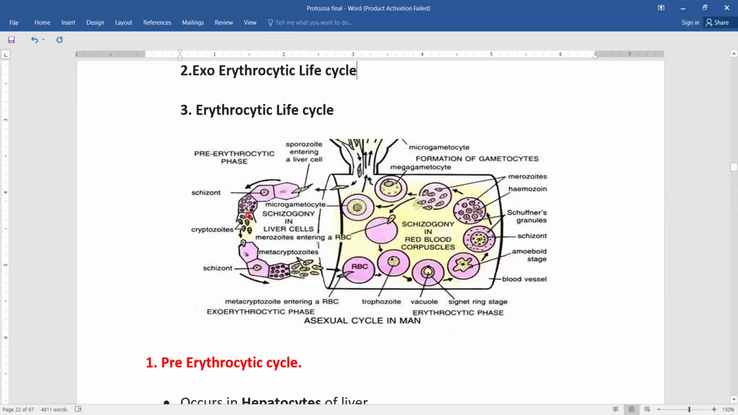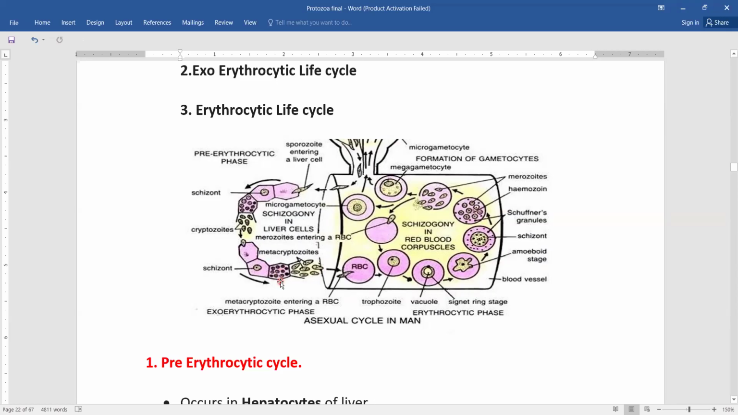And some of the cryptozoites which are released enter into a new liver cell. So now the exoerythrocytic phase is started. Again, it increases in size by eating the new liver cell. Its nucleus undergoes multiple fission and it acquires cytoplasm and cell membrane to produce many metacryptozoites. Metacryptozoites are merozoites.